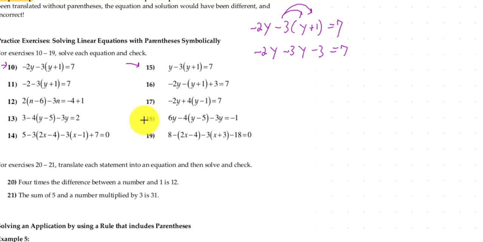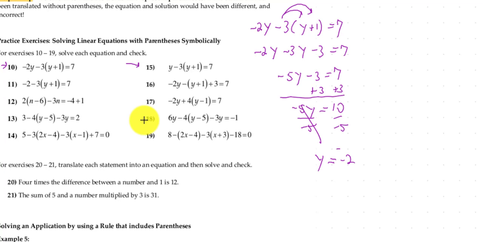And now when I combine like terms, negative 2y plus negative 3y is negative 5y, minus 3 equals 7. Then if I add 3 to both sides, I get negative 5y equals 10. We divide by negative 5, and you're left with y equals negative 2. All right? I'll leave this work up for a second, and then I'm going to erase it and tackle problem 12. If you want to pause and look over my work, that's fine.